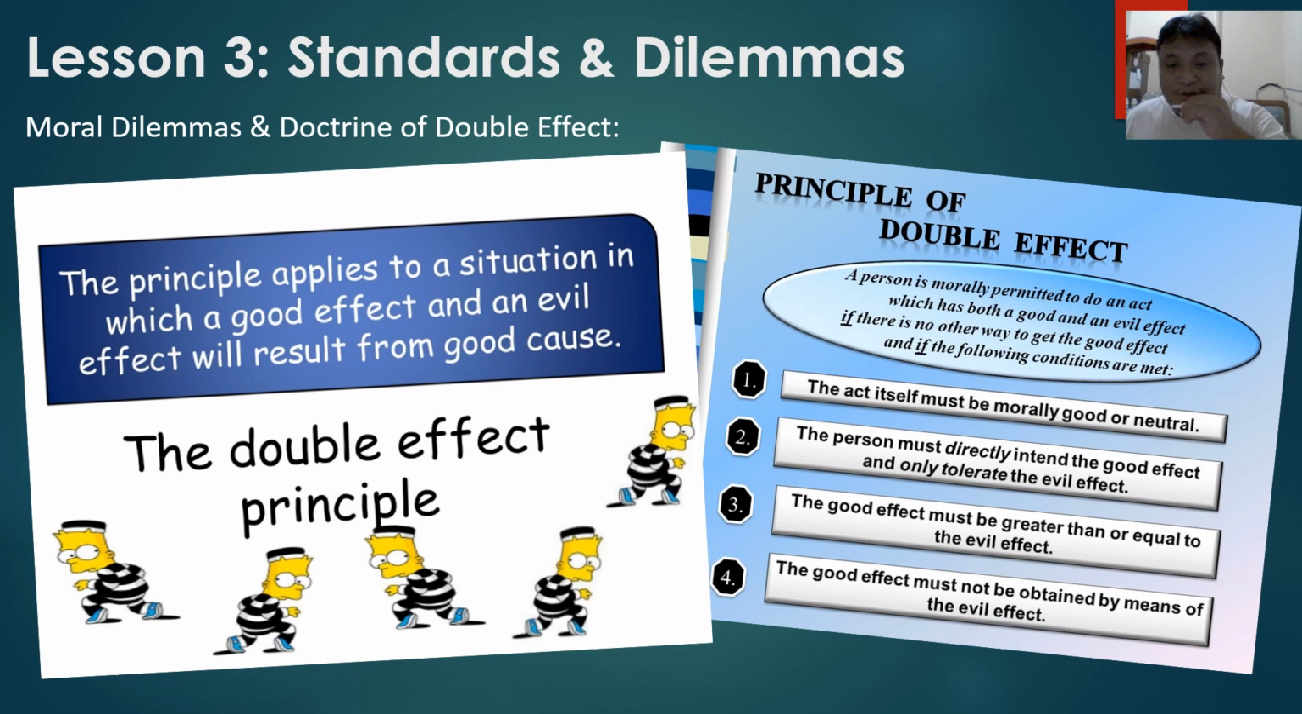So the act itself must be morally good or at least neutral. And the person must directly intend the good effect. Just an example a while ago has been given, that a deeply religious woman, by the name of Lindsay, was given the choice: if she wants to survive, she has to remove the fetus from her fallopian tube. But if she chooses to allow the baby to stay alive, she will not survive the pregnancy, and it will also have a lethal effect on her as well as on the baby.